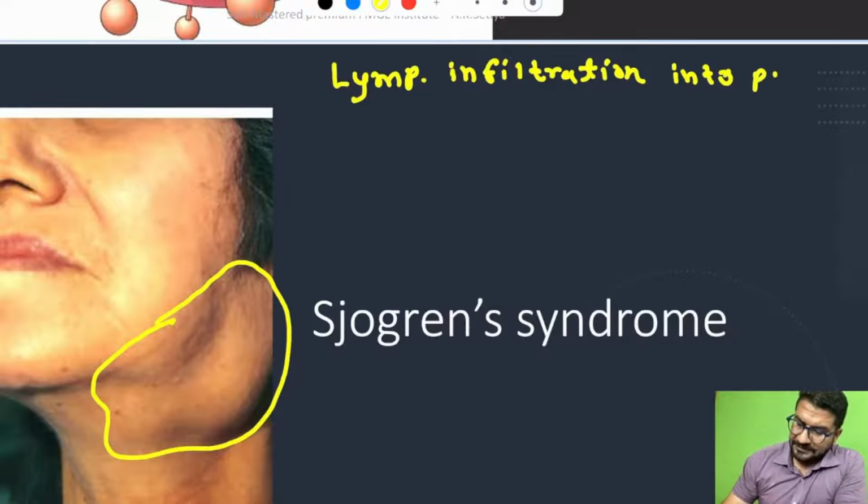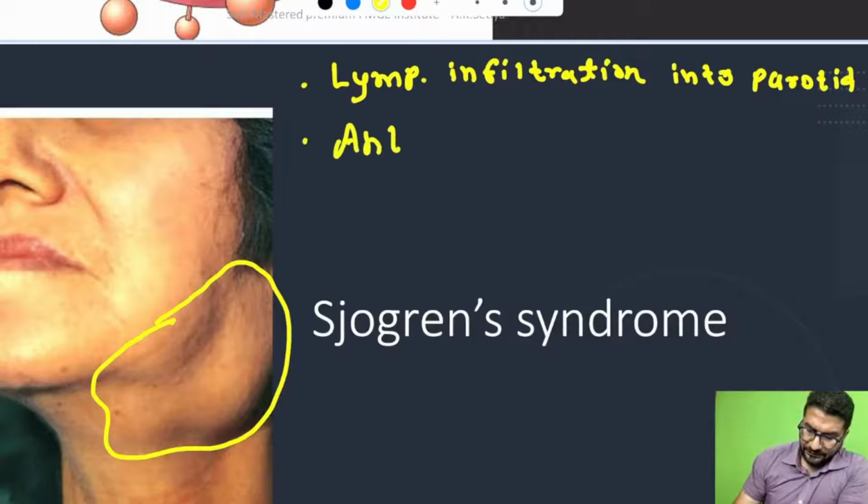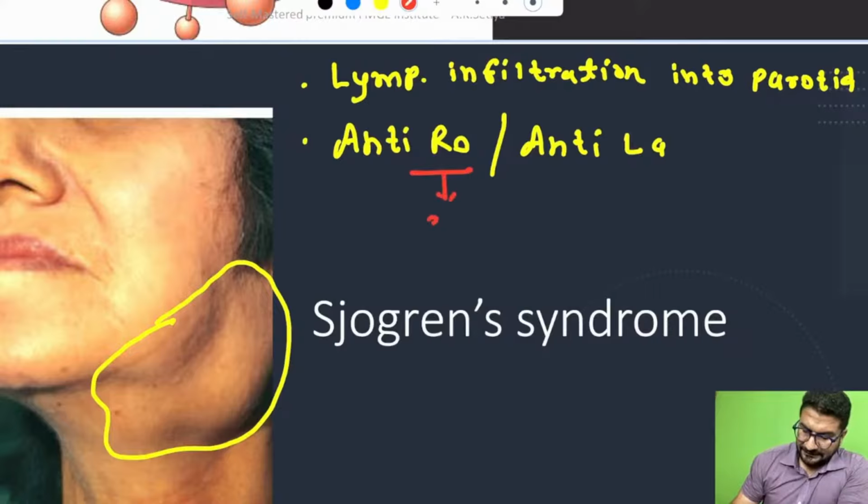अब मैं आपको वो नहीं बता रहा हूँ कि dry eyes, dryness, वो सबको almost पता होता है. So you can notice here we have antibodies. एंटीबॉडी कौन सी होगी? Anti-Ro and anti-La. Anti-Ro is also called SSA. Anti-La is also called SSB.